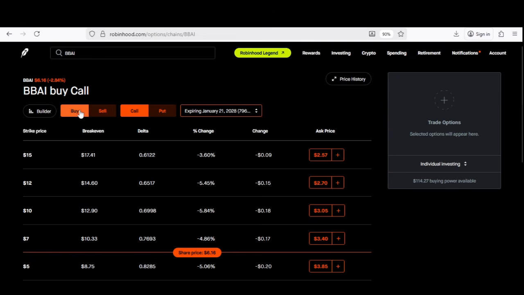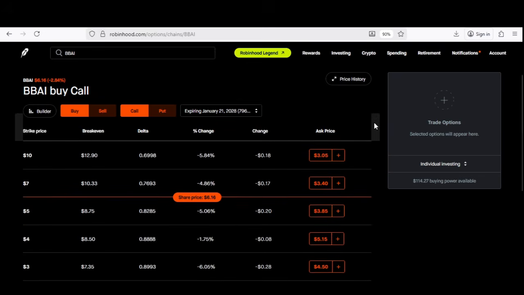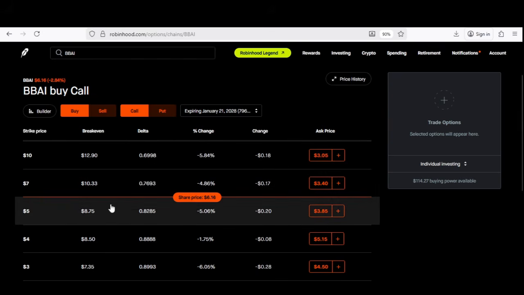So now we have buy and we have call and then we have our long expiration date. We're going to go ahead and choose our strike price. Now I'm going to get a bit technical here, so bear with me. Now, for choosing the strike price, I'm going to be going with what's known as ATM or at the money. So at the money simply means I'm going to be choosing the strike price that's very close to the share price.